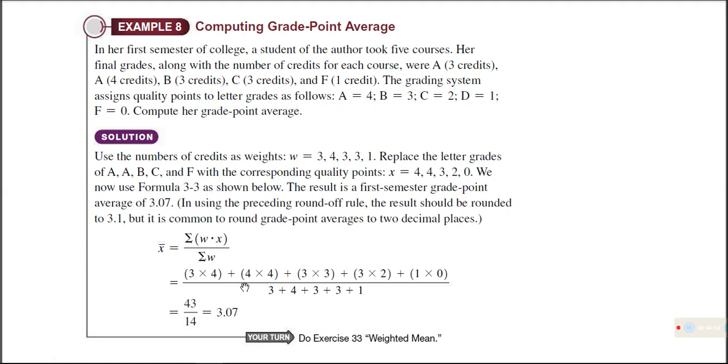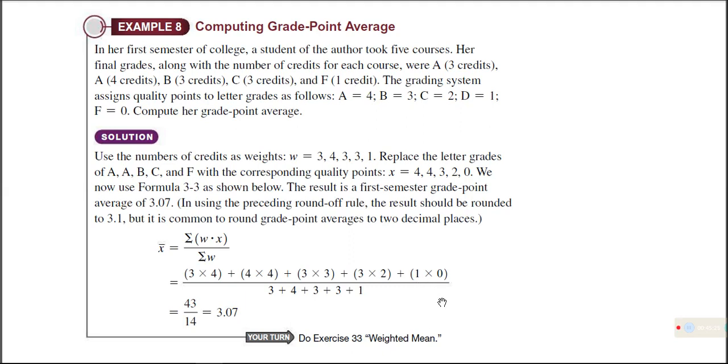So, 3 times 4 plus 4, we have, ito, 4 units, tapos ang grade niya ay A, which is 4 din. So, 4 times 4. Next, meron tayong B. Ang weight ni B ay 3. Tapos, 3 units or 3 credits din. So, 3 times 3. Next, 3 units ulit. Tapos, nakuha niyang grade is C, which is corresponding to the number 2. So, 3 times 2. And finally, meron siyang 1 credit lang, 1. Tapos, ang F ay 0. So, we have 1 times 0.